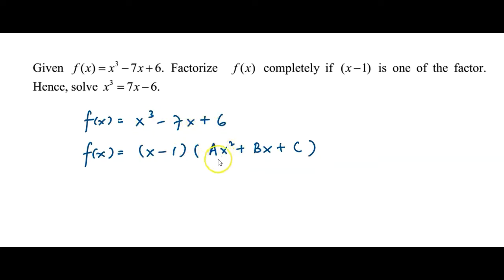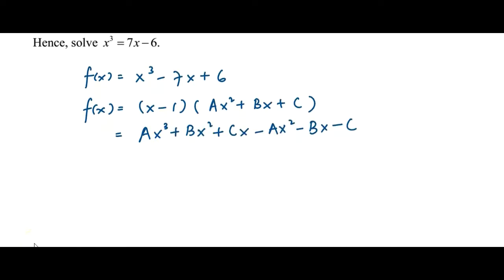So assume that ax squared plus bx plus c is our quadratic factor. Now we're going to find the values of a, b, and c. I suggest that you expand this first. You have your ax cubed. After we have expanded, we have this. Now I'm going to collect all the like terms and put them together. The x cubed term only has one term, so there is no like term.